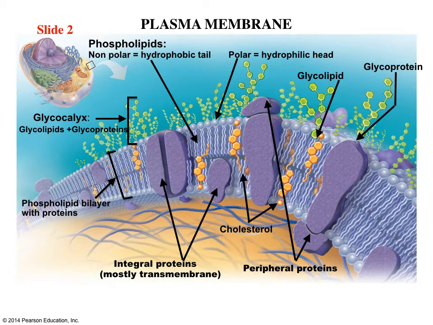And finally, a glycocalyx, which is the outer sugar coat biological marker of each cell. And the glycocalyx includes glycolipids, sugars to fats, and glycoproteins, sugar to proteins.